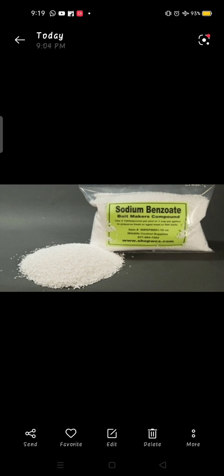Okay? So, what is the definition of food preservation? The process by which spoilage of food is prevented by using chemical or physical methods is called food preservation. Now come to the topic methods used for food preservation. First method is the chemical method.